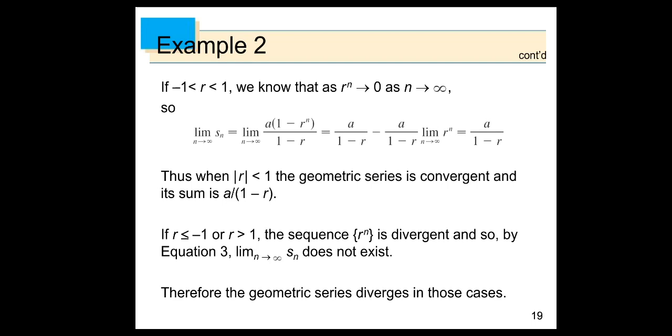Otherwise, the sequence r power n is divergent, so in equation 3 the limit of s sub n as n approaches infinity does not exist. Therefore, the geometric series diverges in those cases.